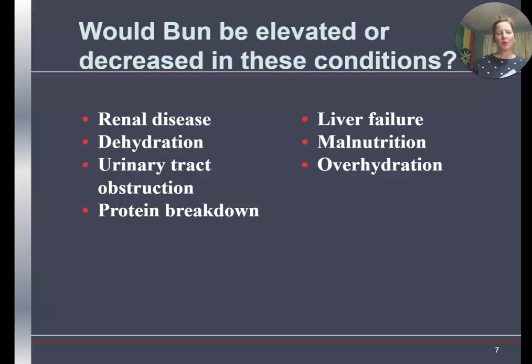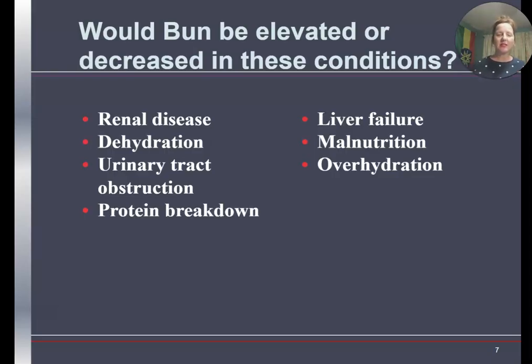All right, so we're going to go over each of these and we can talk about it more in person. But would the BUN be elevated or decreased in these conditions? So renal disease, dehydration, a urinary tract obstruction, protein breakdown, you probably already know that one, liver failure, malnutrition, and overhydration. So it's very important to kind of get a sense of anticipating when the BUN would go up when you see comorbidities or reasons why somebody is in a hospital.